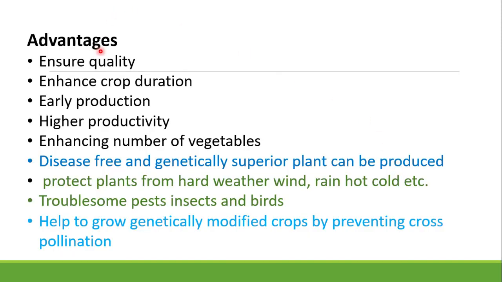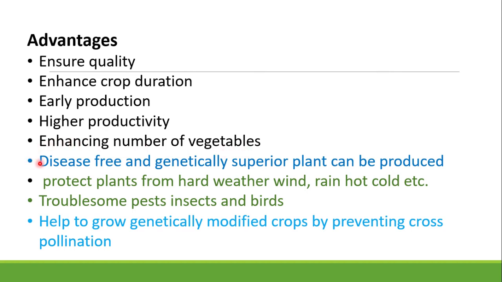What are the advantages of a greenhouse? It ensures the quality. It enhances the crop duration. It increases early production, like off season. Some of the vegetables are grown off season. Higher productivity and enhancing the number of vegetables. Different varieties or types of vegetables are grown by controlling the conditions in the greenhouse.